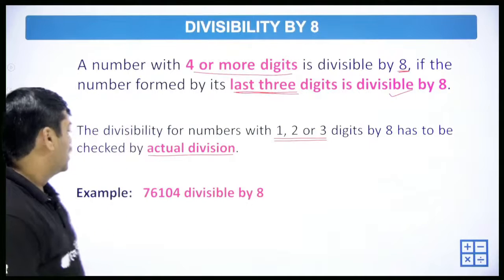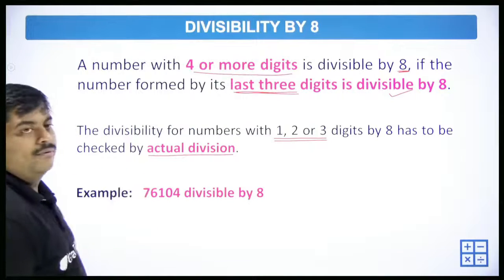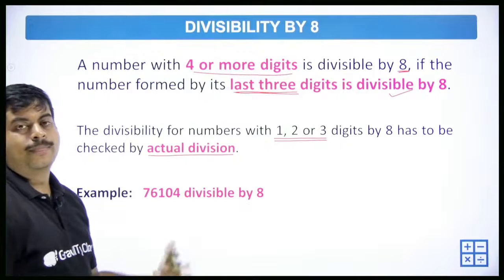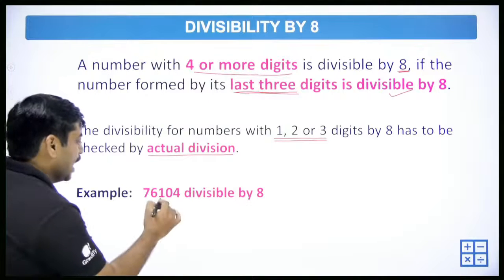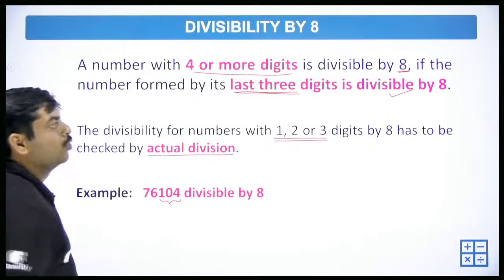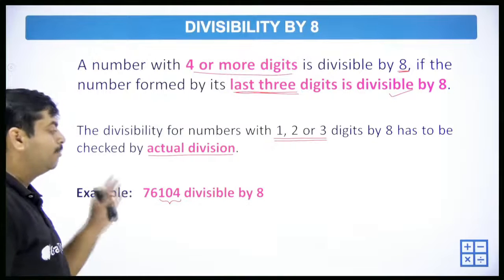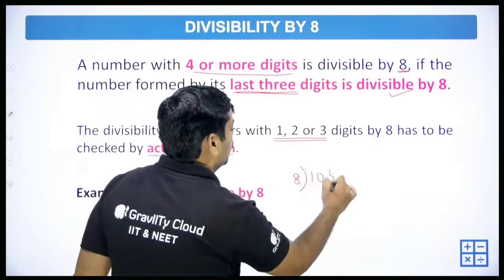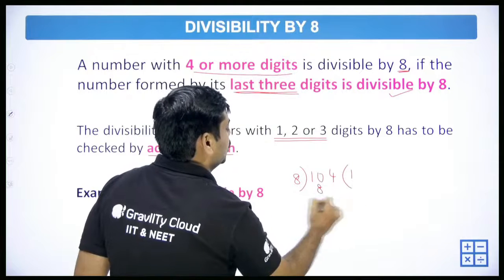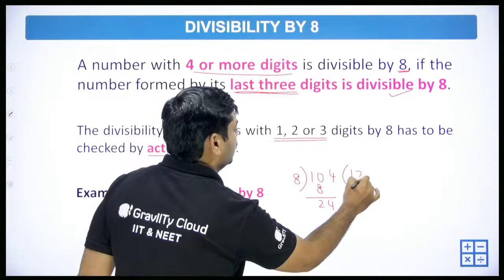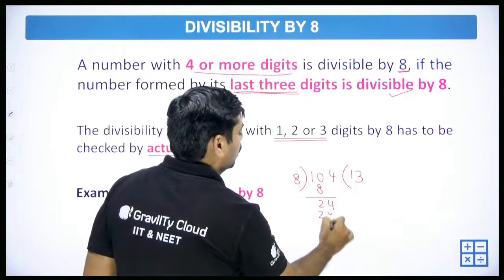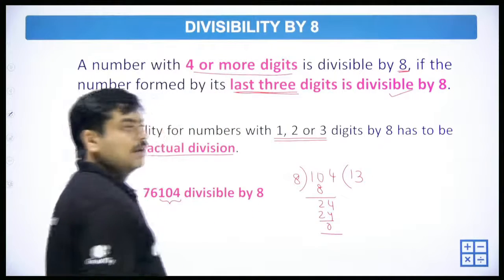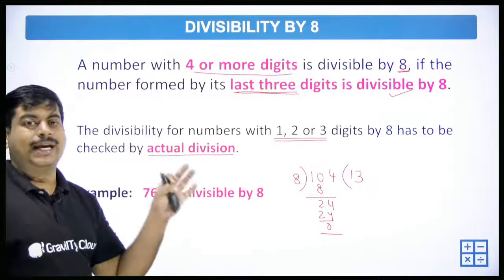See this one, 76104. Let us check whether it is divisible by 8 or not. The last 3 digits are only required. No need to go beyond that, no need to find the complete thing. So 8 into 104. 8 1s are 8, 2 is left. 8 13s, 8 3s are 24. So yes, I can say that 104 is divisible by 8.